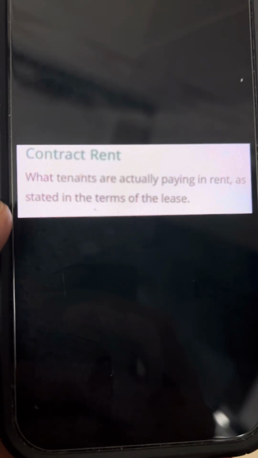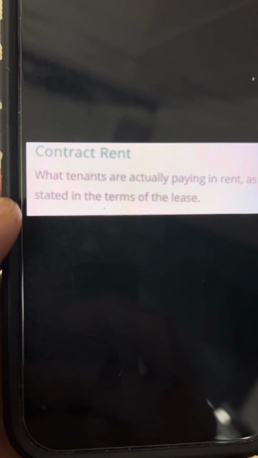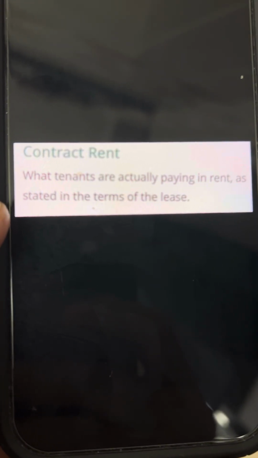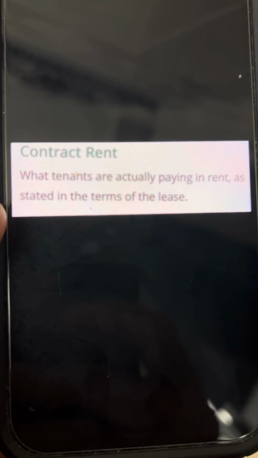Contract rent. Contract rent is what tenants are actually paying in rent, as stated in the terms of the lease.